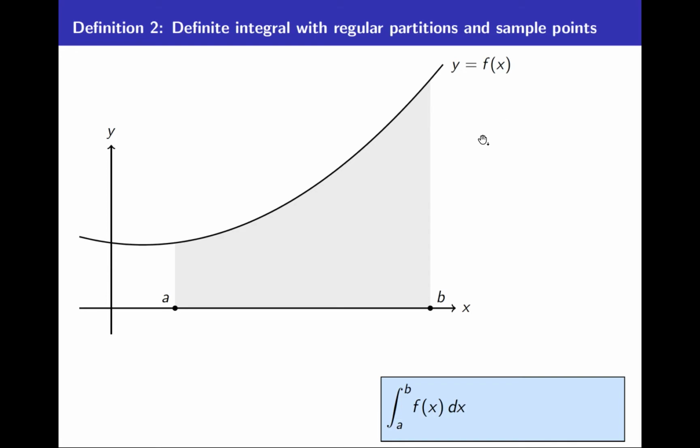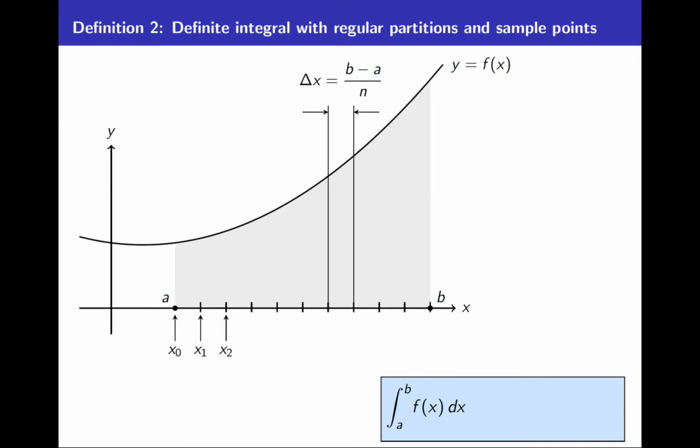So the setup is exactly the same. We have a function y equals f of x defined on an interval from a to b, and we're going to define the definite integral from a to b of f of x dx. In this second definition, we start out exactly the same way. We divide the interval into n pieces, each of length delta x equals (b minus a) over n. We set up some grid points, just as we did before, so that hasn't changed.